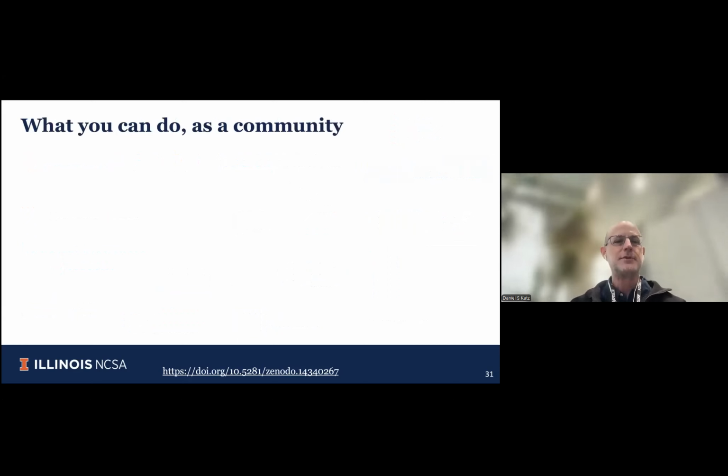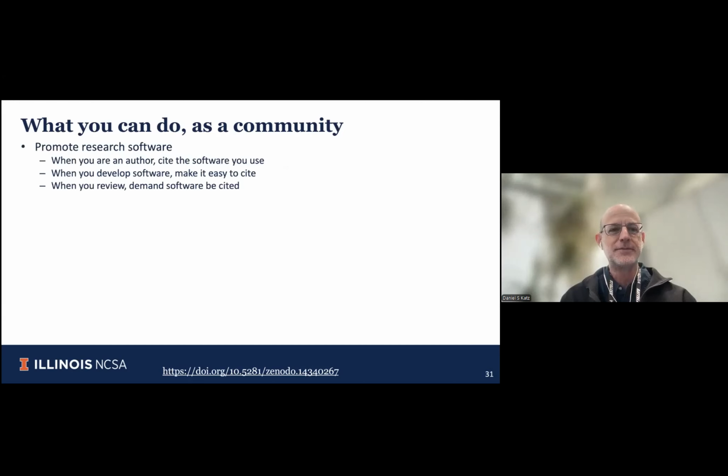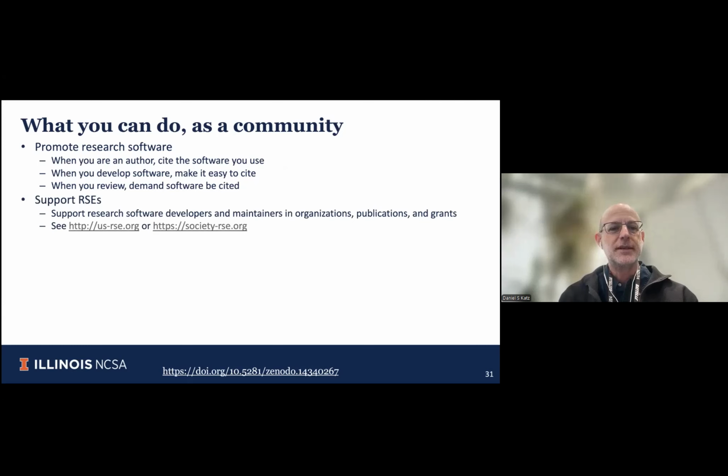And so just to wrap up the whole thing then, thinking about what different people can do as a community in this bigger space of research software engineering and RSEs and ReSA, I think the main things are to promote research software in general. So if you or people at your institution are authors, help them cite the software that they use. And if you or they are developing software, make it easier for other people to cite it. When you review things, demand that software be cited as part of that review process. Support RSEs. And so that could be supporting RSEs within your organization or within publications or within grants.